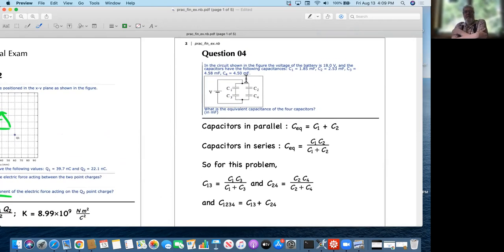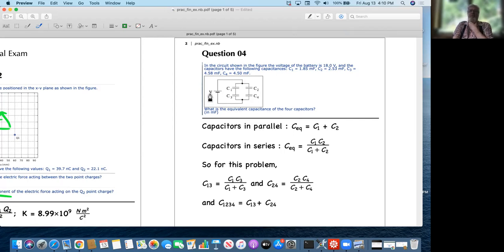Here's the next question, or well, the next one I have for the Zoom meeting. Question 4. The circuit shows a battery, 18 volts, and 4 capacitors, C1, C2, C3, C4. And those capacitors are given, they're all different, they're all in millifarads. What's the equivalent capacitance of the 4 capacitors?